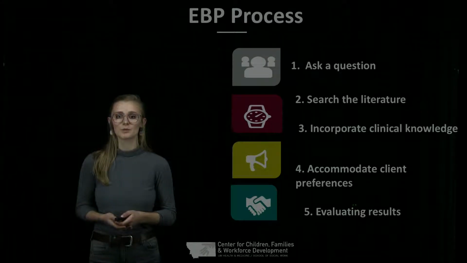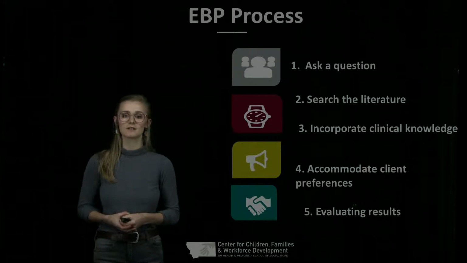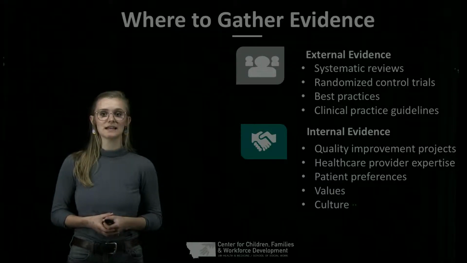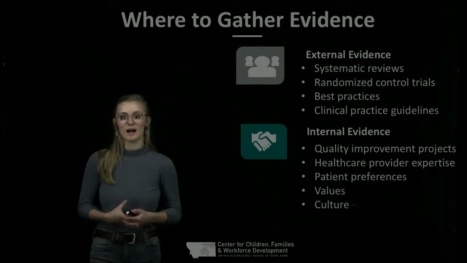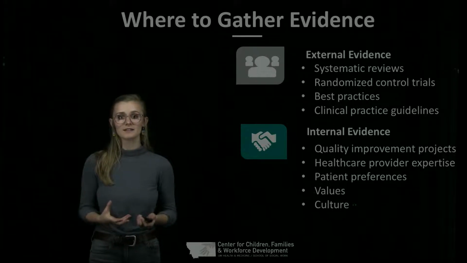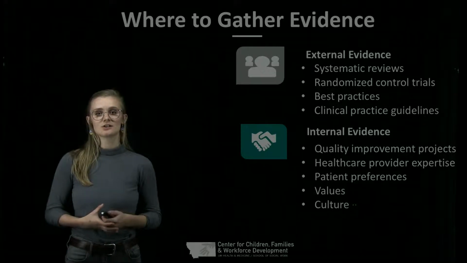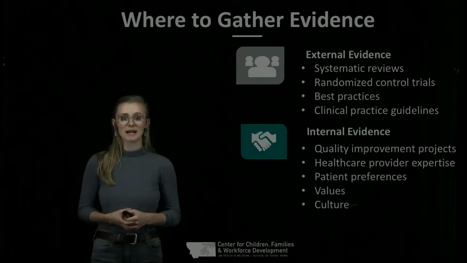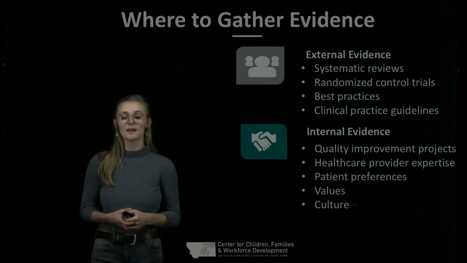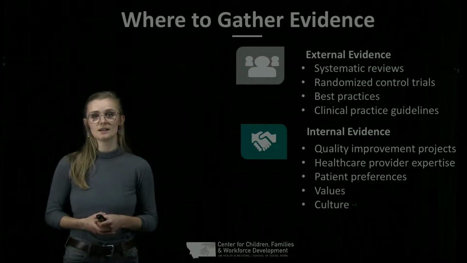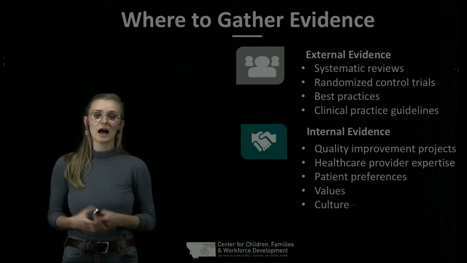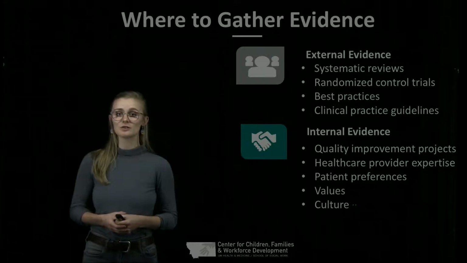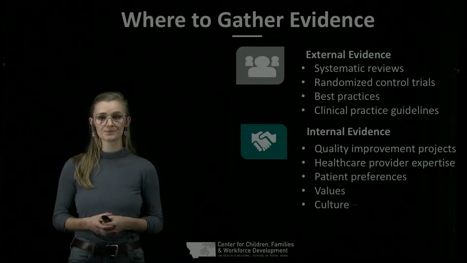Let's take a look at how to work on step 2 of searching the literature and gathering evidence. Evidence is taken from a variety of sources. When we're looking at where to gather evidence, there are external sources such as systematic reviews, randomized control trials, best practices, and clinical practice guidelines. There are also internal evidence sources such as quality improvement projects, healthcare provider expertise, client preferences, and values and culture, as I talked about before.